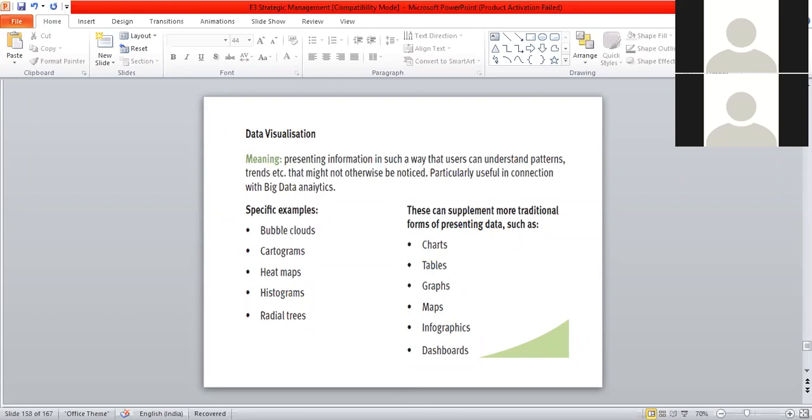Okay, data visualization. What's the meaning of it? It is presenting information in such a way that users can understand patterns and trends. So it is visually easy to understand.